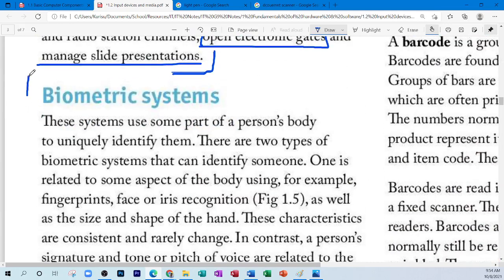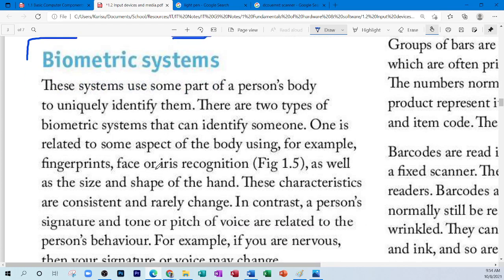So next we are going to look at biometric systems. Omadai, can you read for us? Do we have Omadai? Same early break. Rashan.